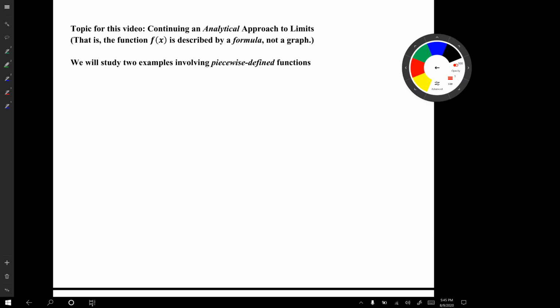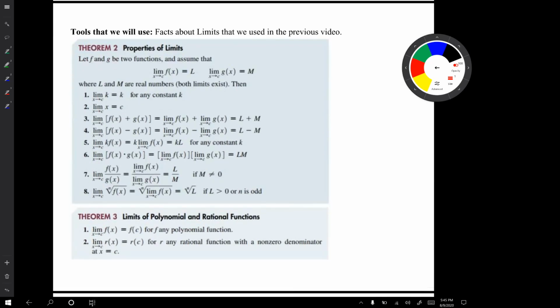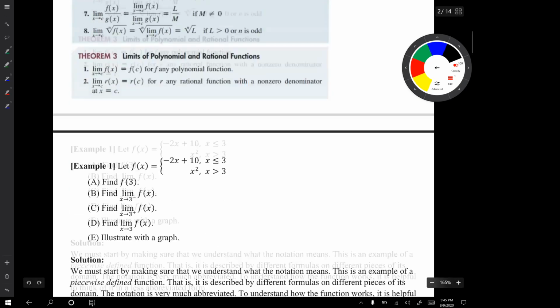The tools that we will use are, again, the theorems involving facts about limits that we used in the previous video. That is Theorem 2, Properties of Limits, and Theorem 3, Limits of Polynomial and Rational Functions.